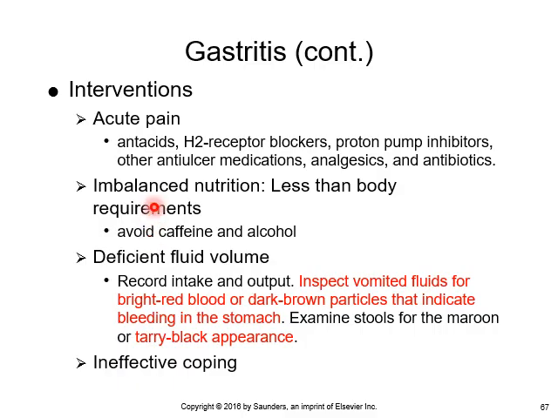When the patient is vomiting, we have to inspect vomited fluids for bright red blood or dark brown particles that indicate bleeding in the stomach. Also, we're going to check the stools for maroon or tarry black appearance.